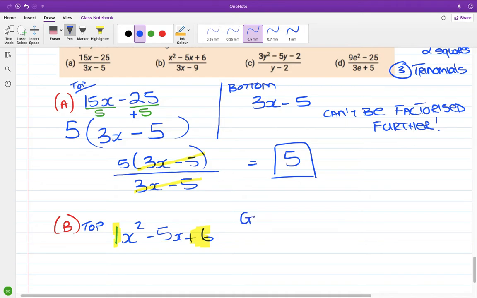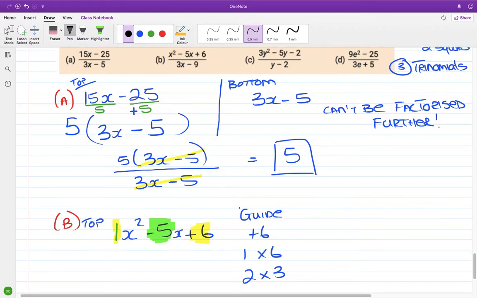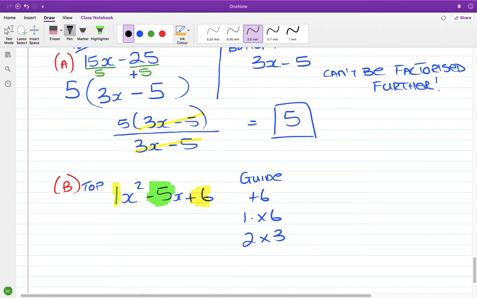So that means the guide is plus 6. Factors are 1 by 6 and 2 by 3. What are we trying to get? Oh, go green. We are trying to get minus 5. Okay. So we'll go back over here. So if I add them, I can get 7, and if I minus them, I can get 5. So that will work. And if I add these, I get 5. Okay, so that's going to work.